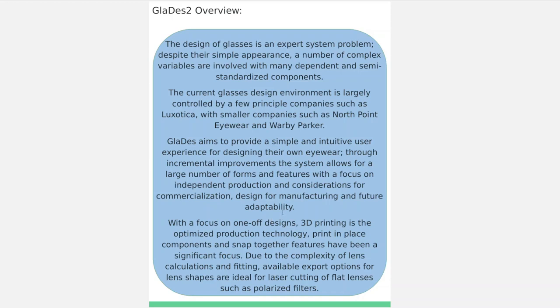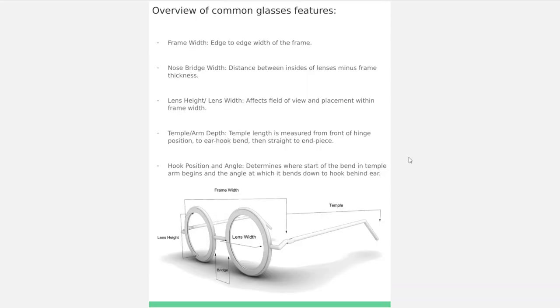As such, we've made GlaDes2 with the intention of 3D printing as optimized production technology. Lenses can be created either via paper templates and literally tracing and cutting, or using a laser cutter for more precise fitment. A couple common glasses features are frame width, the nose bridge width, the lens height and lens width, temple and arm depths, and the hook position and angle.